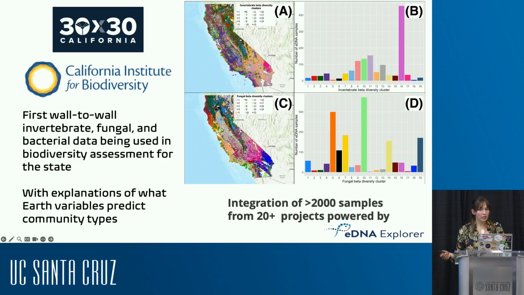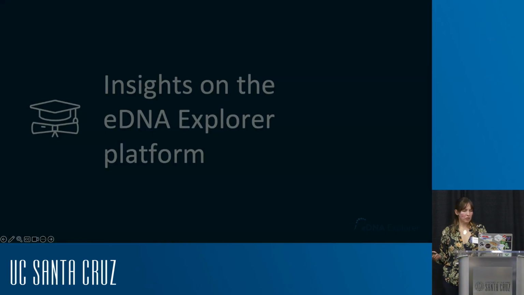wall-to-wall predictions for the state of California of bacteria, invertebrates, and fungi that are 19 dominant communities. That's the first ever for the state to be able to include in their biodiversity assessments for 30 by 30. So it's pretty cool that the little guys are getting counted too. And not only do you get to see their distribution modeled and their uncertainty that comes with that, but some explanation of the Earth variables that underpin those community types.